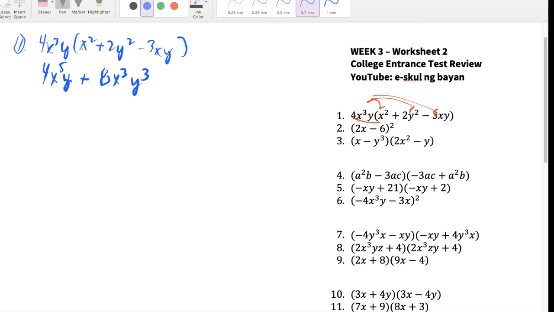Okay, how about this one? Negative 4 times negative 3, negative 12. X cubed times x, so x raised to 4. Y times y, magiging y squared. Okay, number 2.